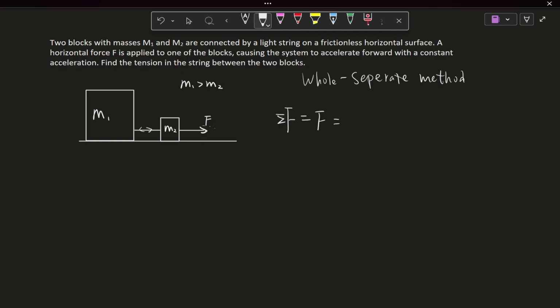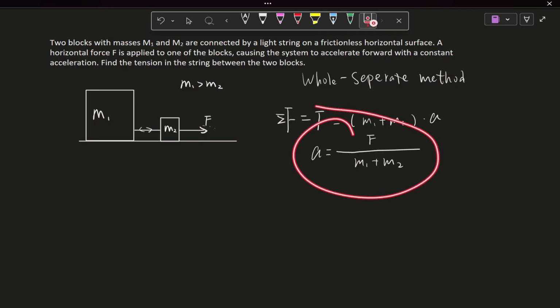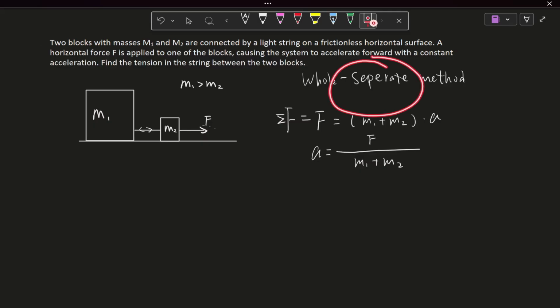What is the mass of this big object? It's easy, right? It's just a sum of the two objects. So the sum of the masses of the two objects is m1 plus m2, times a. And then we can get the acceleration for the entire system, which is equal to F over m1 plus m2. After we find the acceleration, after we analyze the entire system, the next step is to plug it into the separate part.